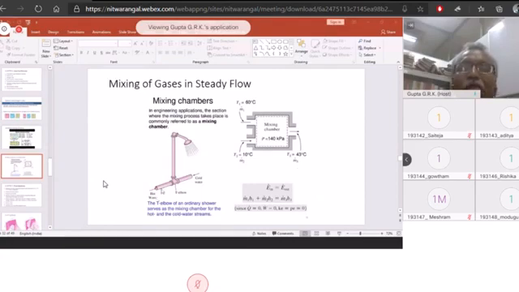If hot water is going in from one side and cold water from the other side, and it is coming out, I have to know what is the temperature or conditions of the water that is coming out. This is mixing of gases and steady flow.